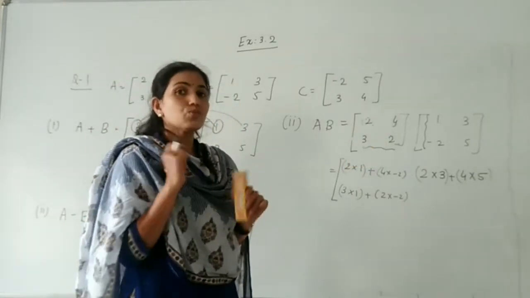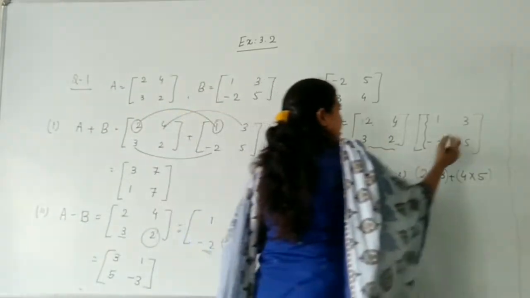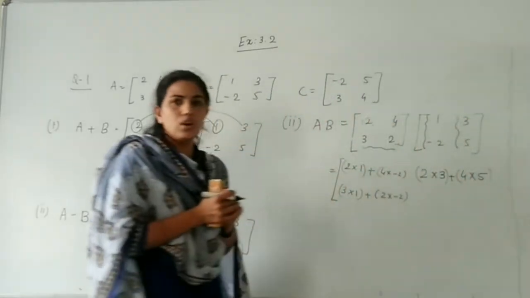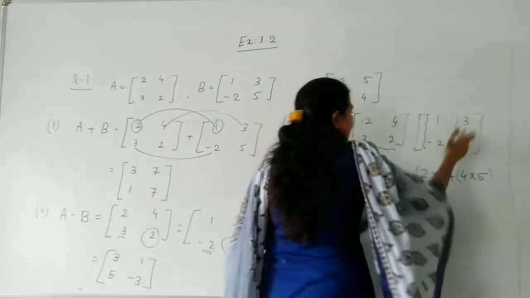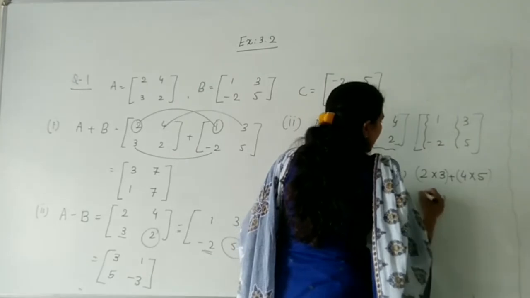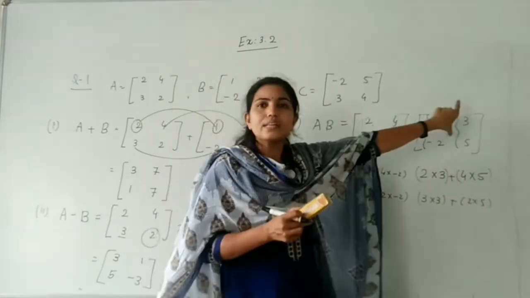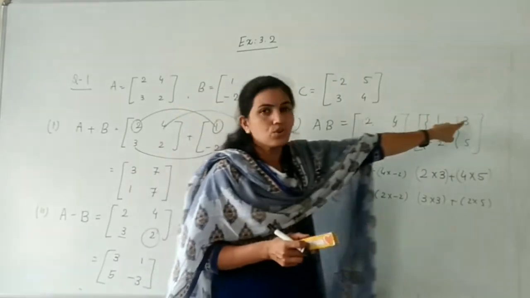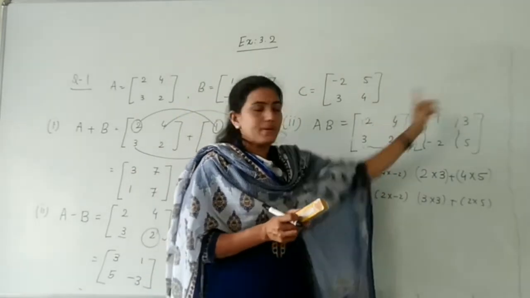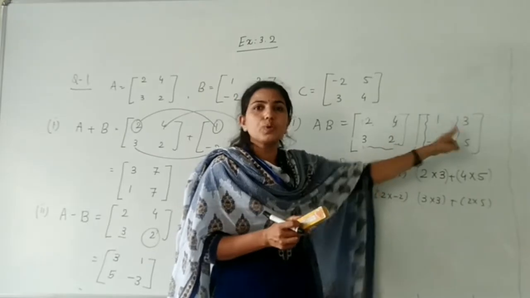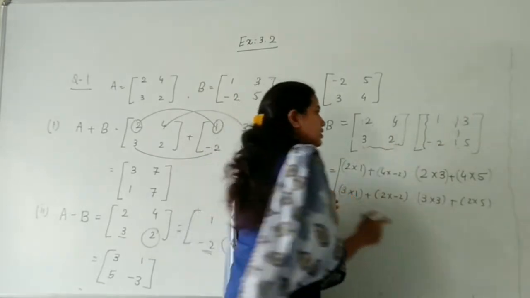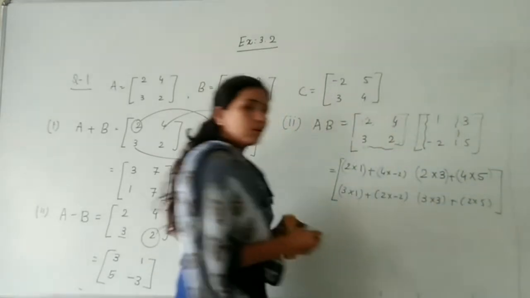Now for the next, what do we have to do? Second row and second column. So now it will be 3 into 3 plus 2 into 5. Second row and second column. So 3 into 3, the first element. Then the second element is 2 into 5. So the multiplication is over.